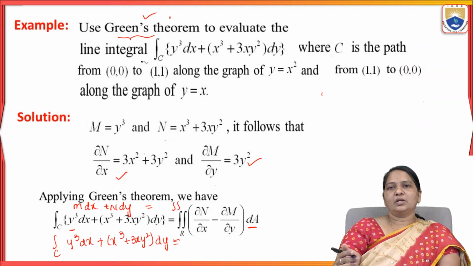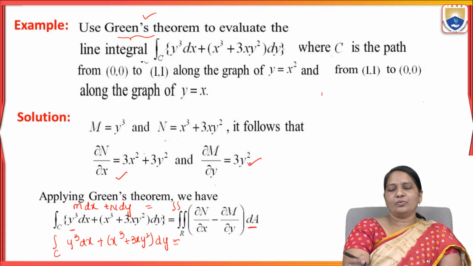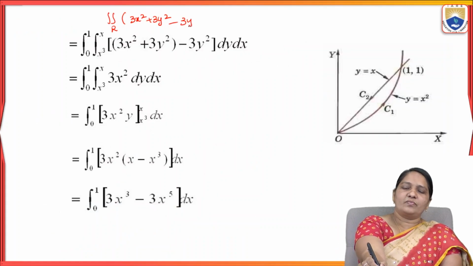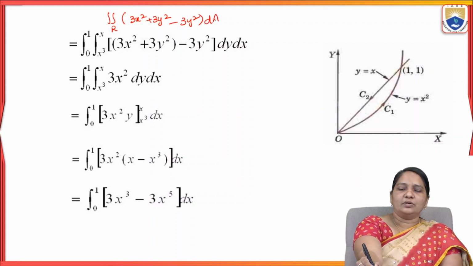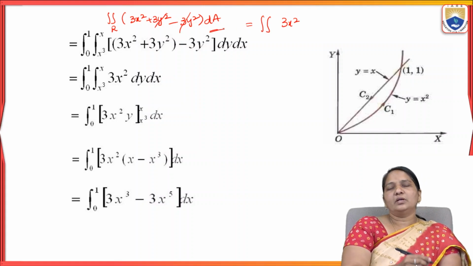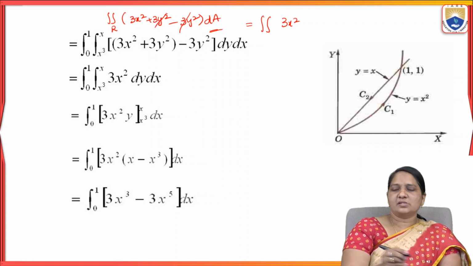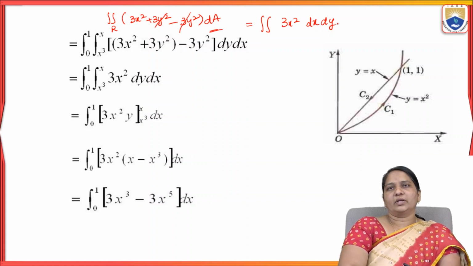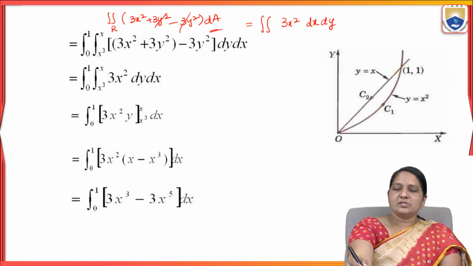Next, minus ∂M/∂y. ∂M/∂y is 3y². We replace it here, minus 3y² dA. So 3y² and 3y² cancel. So this is the double integral of 3x², and for dA we are integrating with respect to x and y, so we write dx dy. Since dx dy is there, we need to know about the limits.